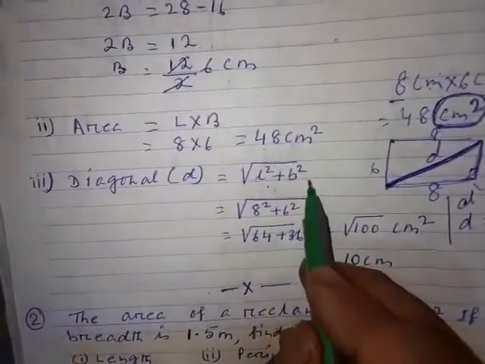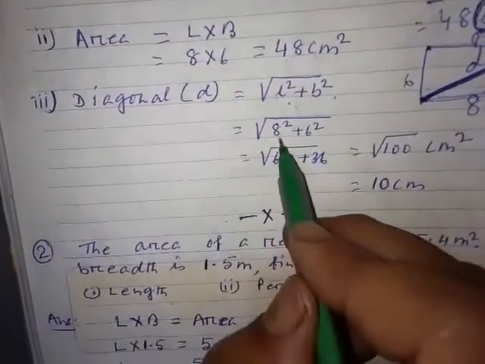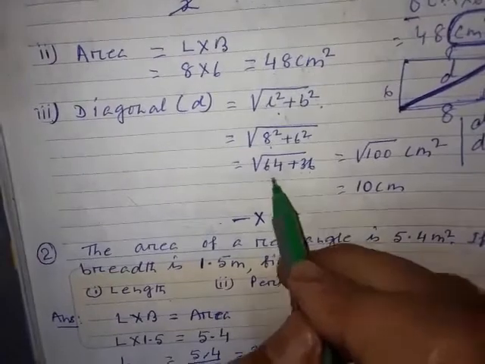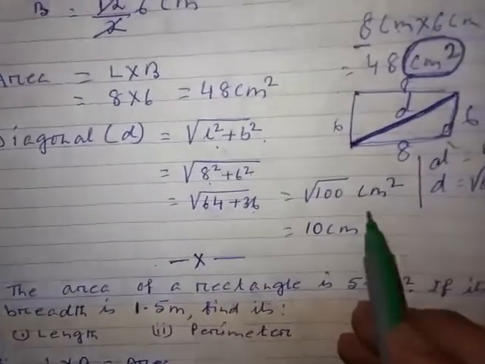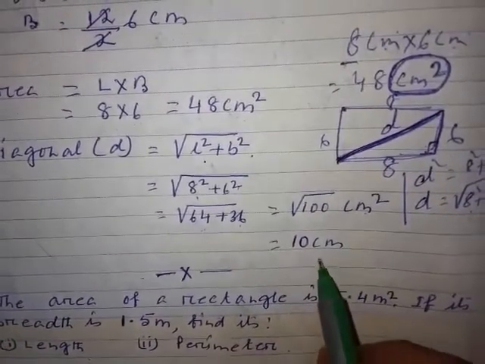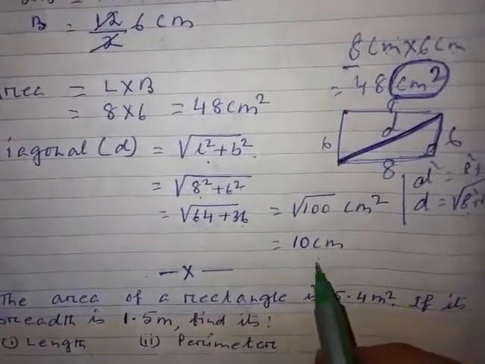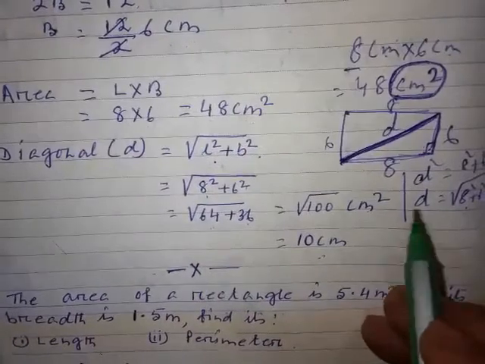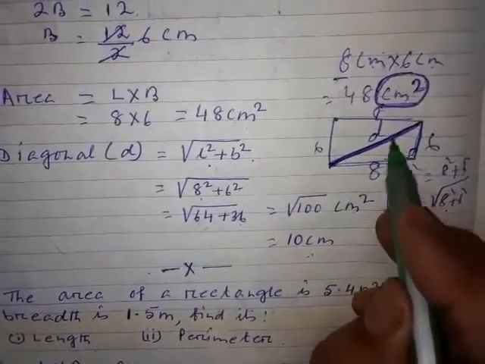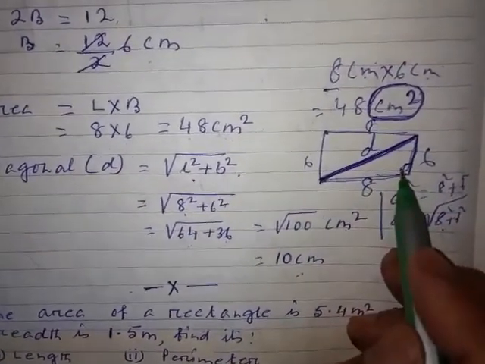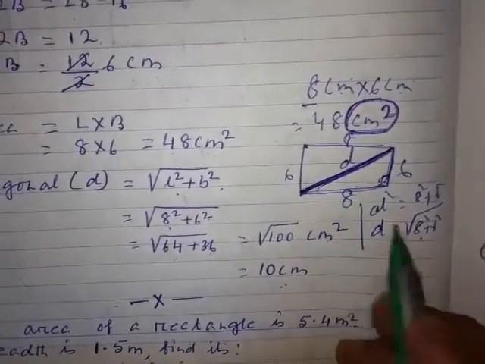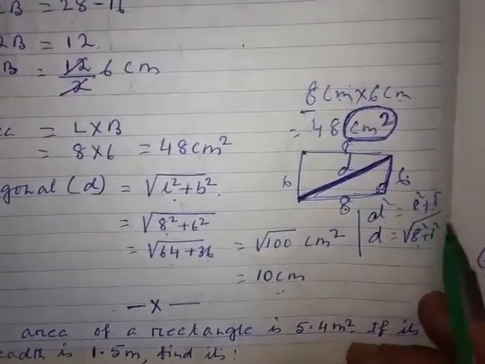D equal to how much? Root of A square plus B square. You put all the values of this. 8 square is 64, 6 square is 36. If you add it up, 100. Square root of 100 means 10 into 10 equal to 100, so 10 centimeter. So you got the diagonal equal to 10 centimeter. I hope it is clear to you how you got the diagonal. Again I will explain how you got the diagonal. This is a right angle triangle. The side opposite the right angle is called the diagonal. So this diagonal square, D square equal to 8 square plus 6 square.